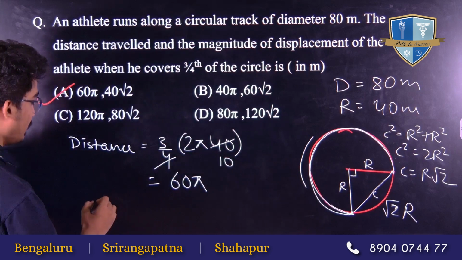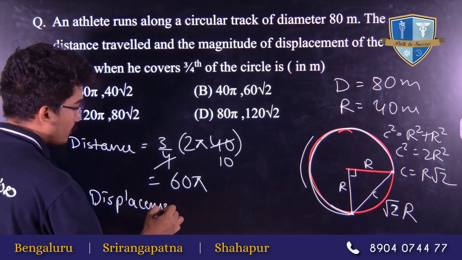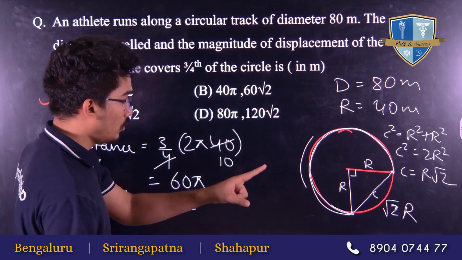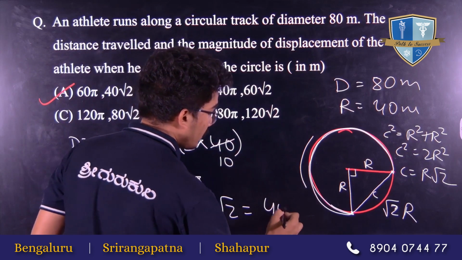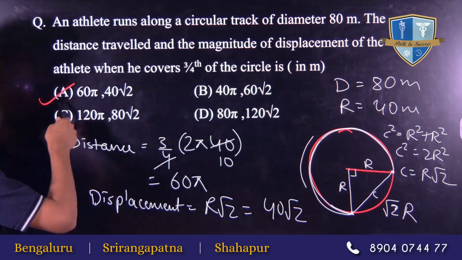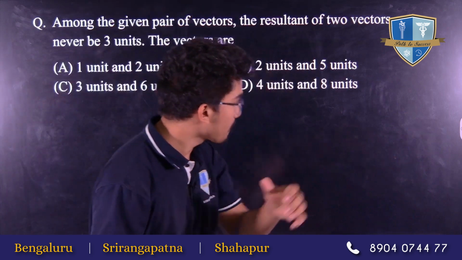So displacement will be equal to r root 2. And what is r? r is 40. So 40 root 2 is our displacement. You see the correct option? It is 40 root 2, correct? Now let's see the next question.